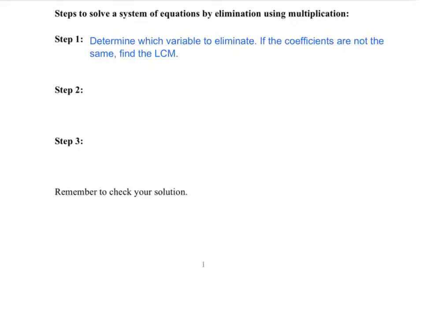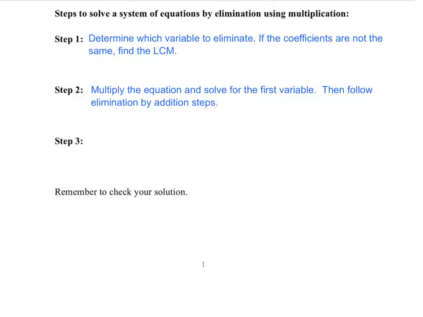Step two, we're going to multiply the equation and solve for our first variable. Then we're going to follow the elimination by addition steps. So your goal is to get an equation into a form where we can eliminate by using addition.